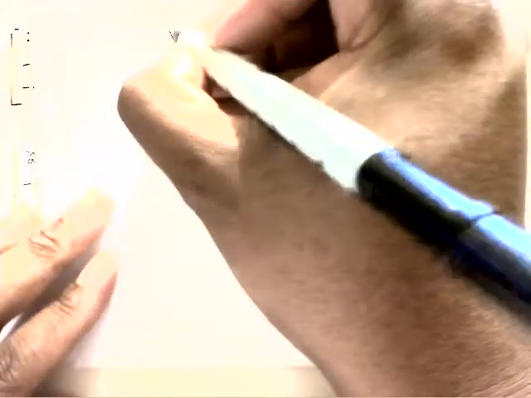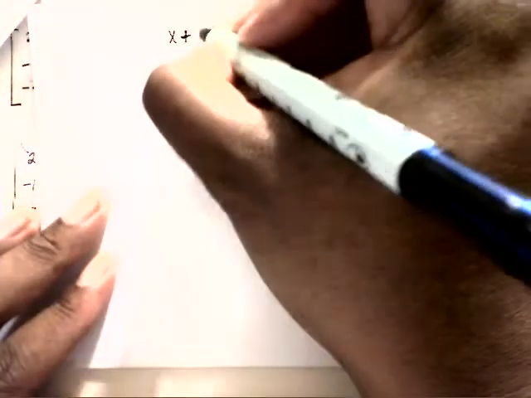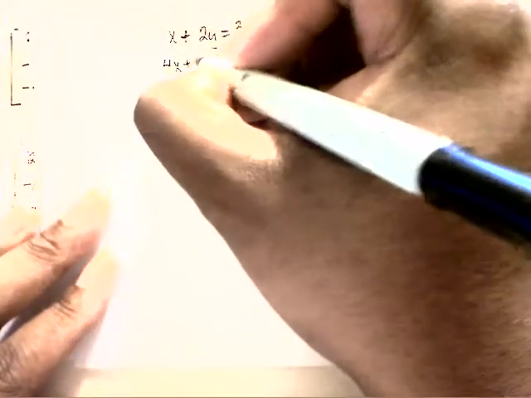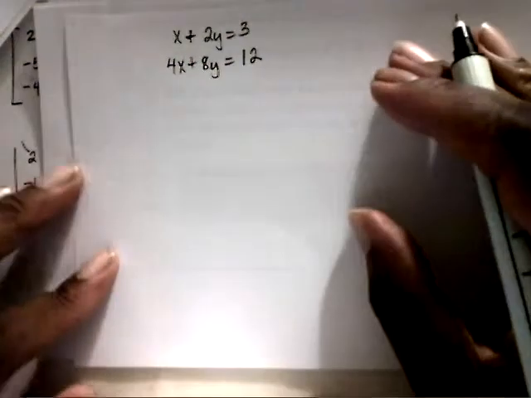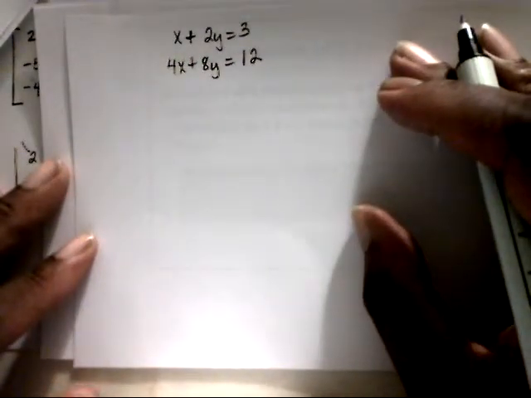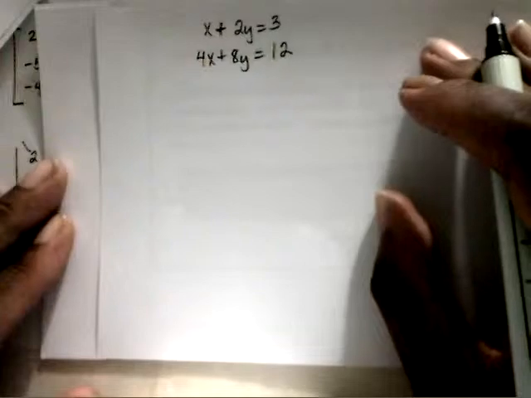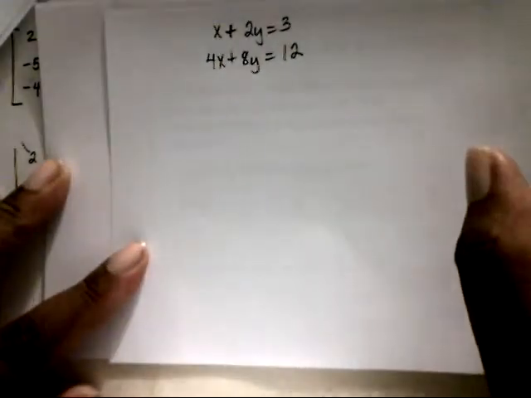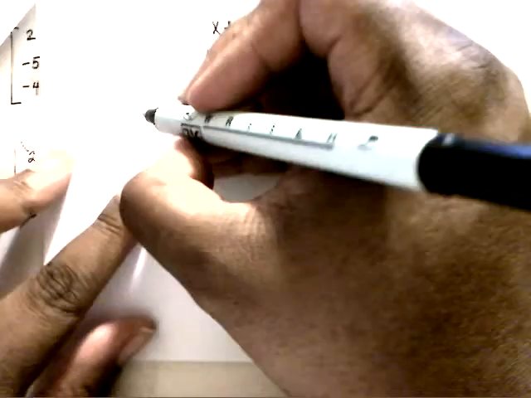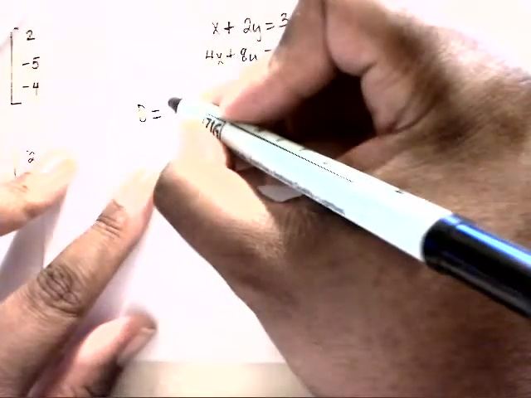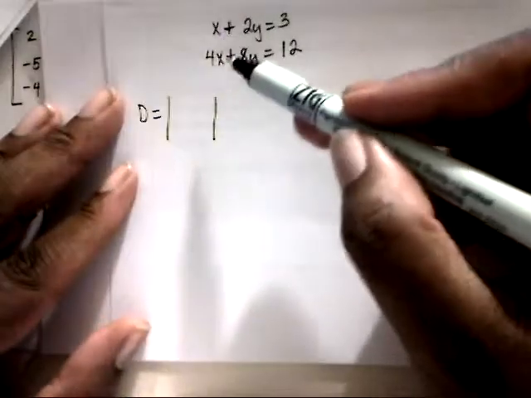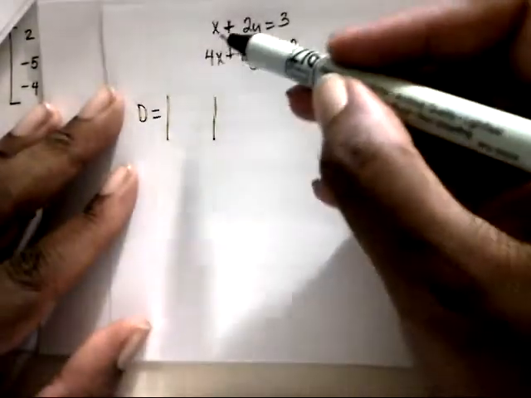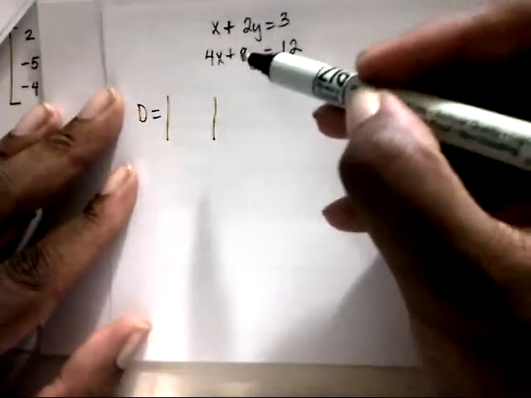Okay, now write the equation as is. x plus 2y is equal to 3. 4x plus 8y is equal to 12. And here we want to solve the system of equations using Cramer's rule. We need d, and that's going to come from the coefficients of x and the y. So it'll be 1, 4, 2, 8.